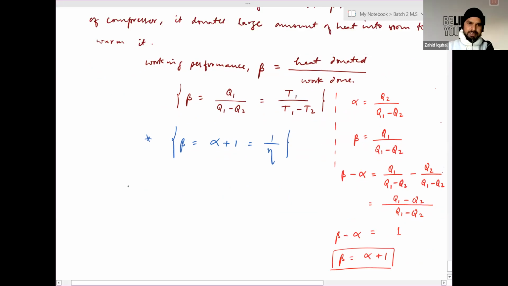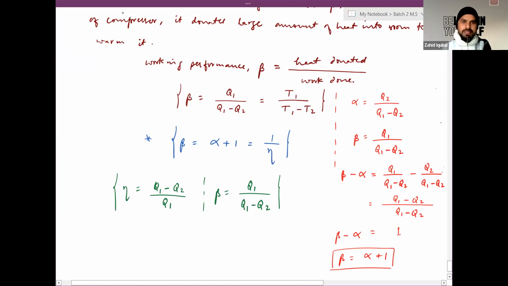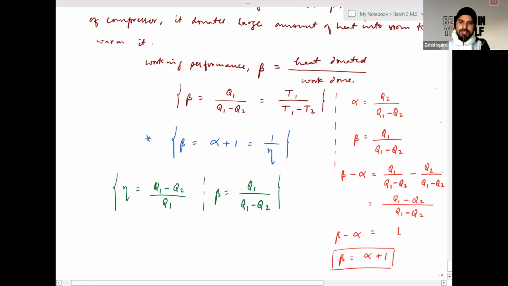Similarly, we may define eta. Eta equals net work done, that is Q1 minus Q2, divided by heat absorbed. And beta is heat ejected divided by total work done. Are they just reciprocals of one another? Yes. That's why beta equals 1 over eta. Now, related to this entire topic, you will be asked a theoretical question.